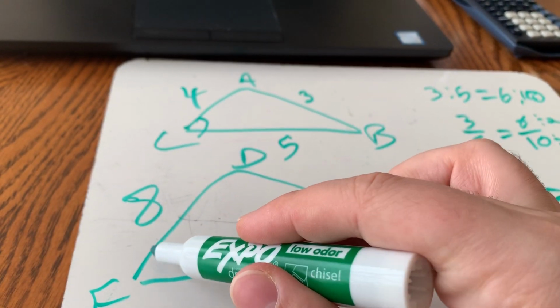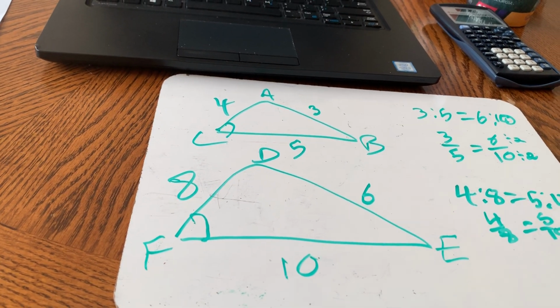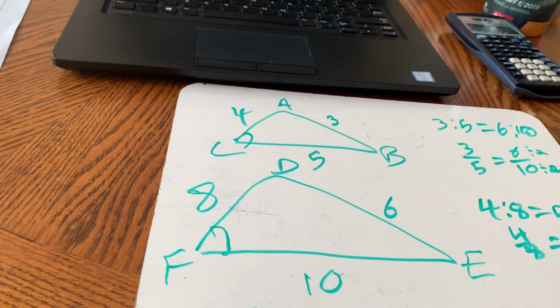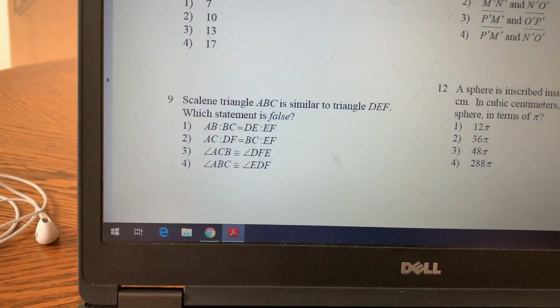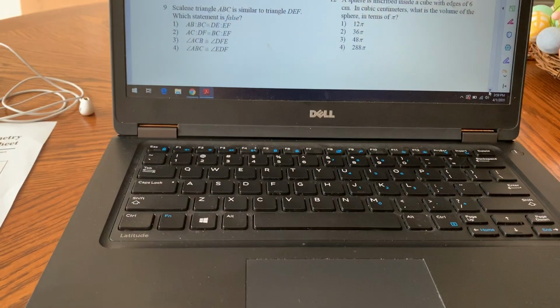DFE, so congruent to that angle, which I know has to be true. Again, on similar figures, the corresponding angles are still congruent. So 3 is true. Let's look at 4. ABC is congruent to EDF.